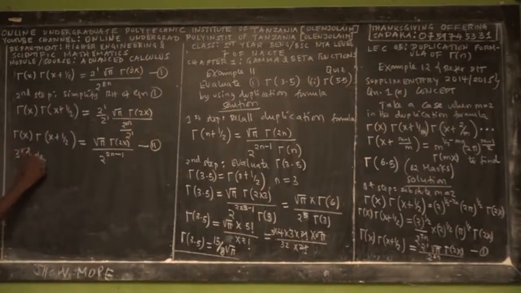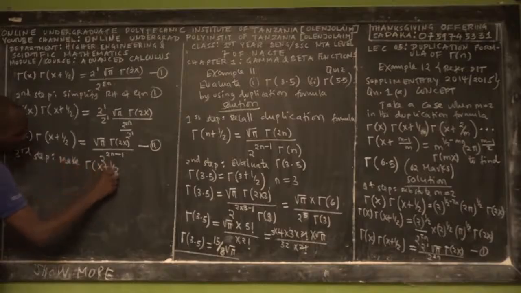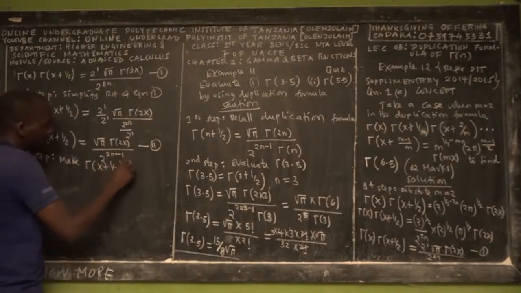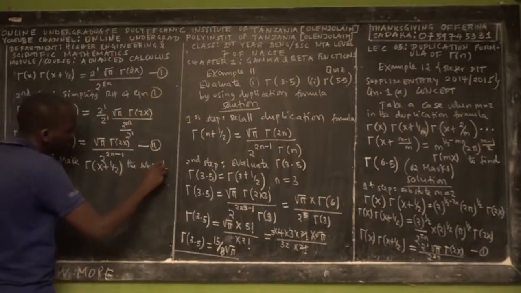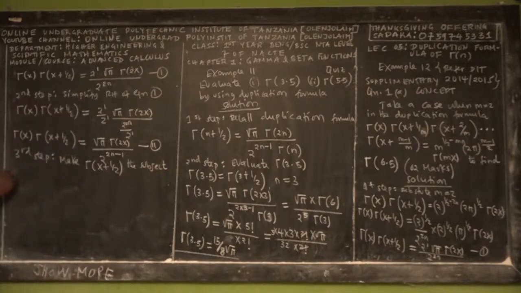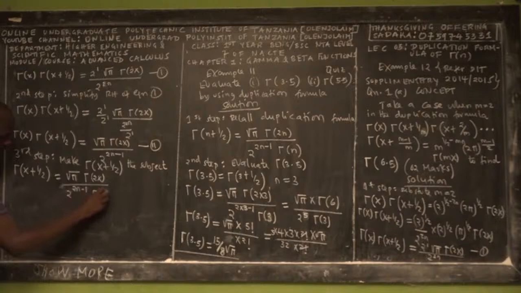The third step, make gamma of x plus a half the subject. So to make gamma of x plus a half the subject, we say gamma of x plus a half is equal to under root pi times gamma of 2x over 2 power 2n minus 1 gamma of x. So this is the duplication formula.